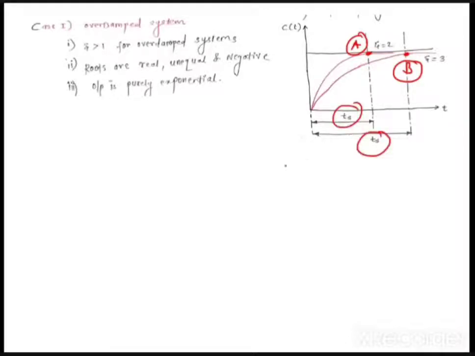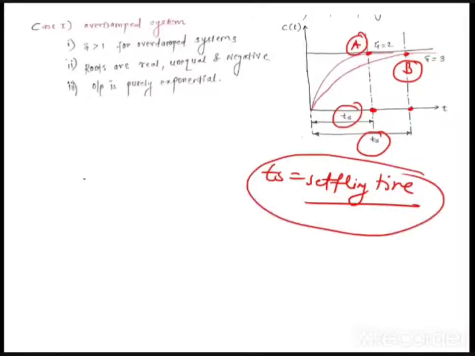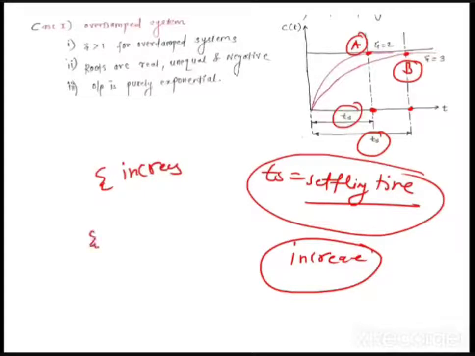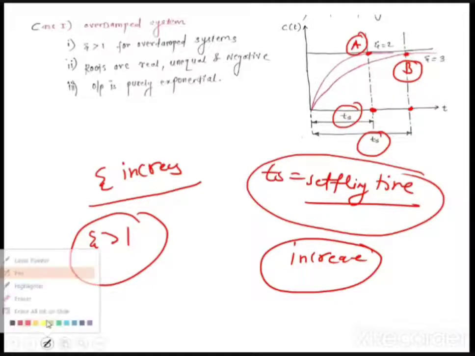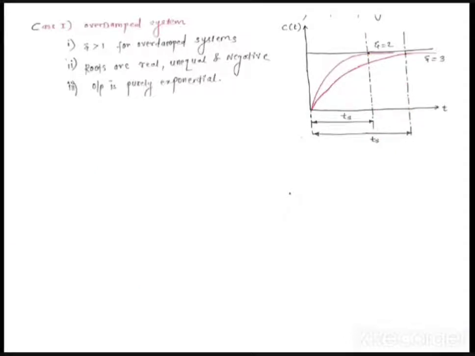What is settling time? Settling time Ts is the time taken by the system to pass from the transient state and reach the steady state. You can see that the settling time increases. How does it increase? As the value of zeta goes on increasing. Very important, zeta should be greater than 1, and as zeta increases, this settling time will go on increasing. Settling time increasing means the system will take more and more time to reach the steady state, that is, more time to reach the equilibrium position.